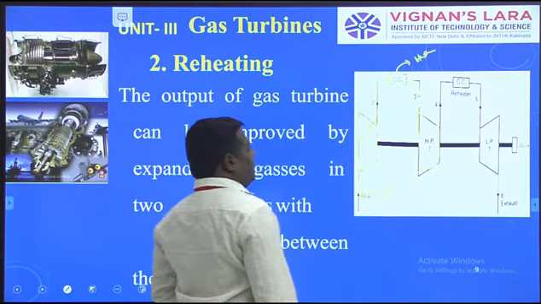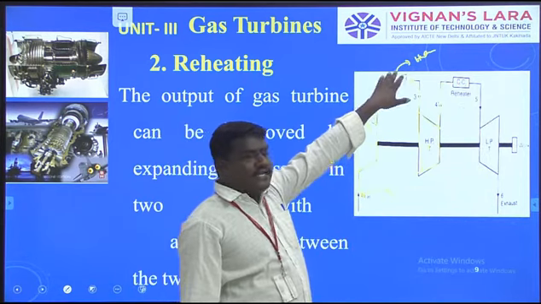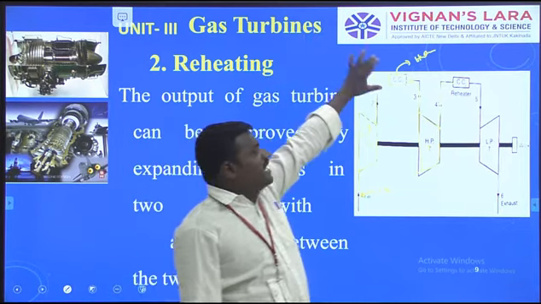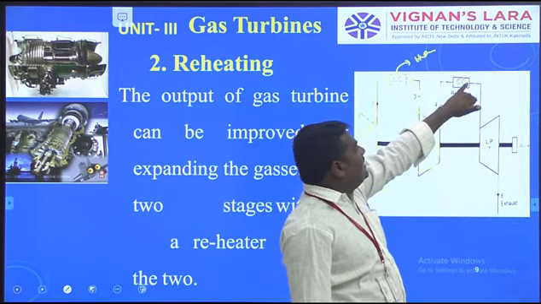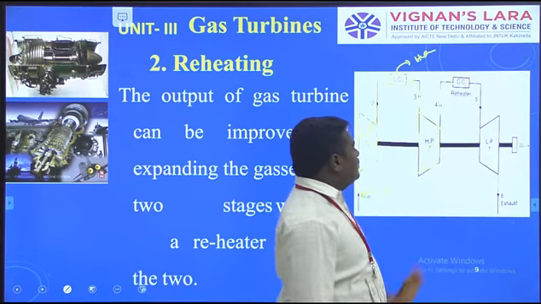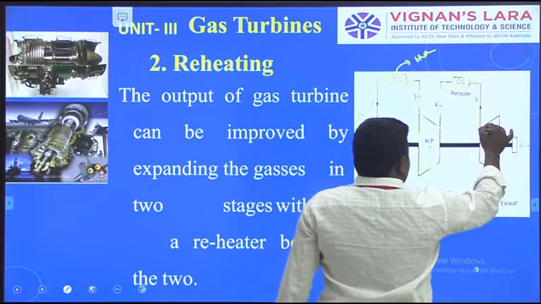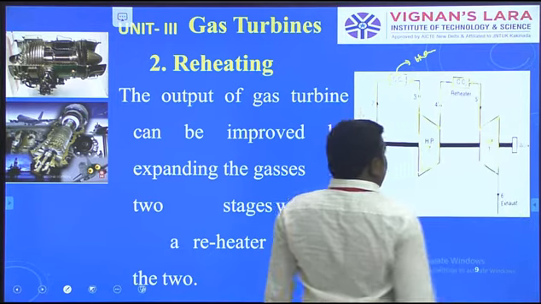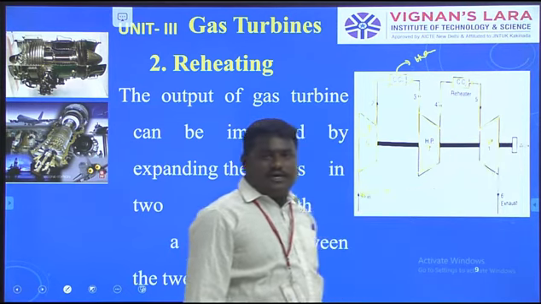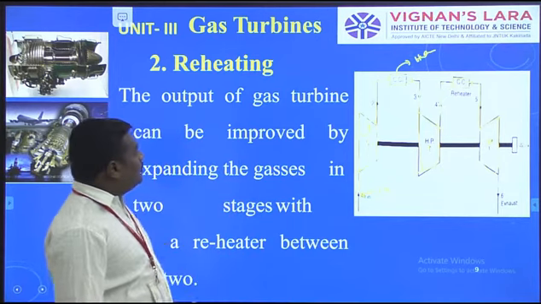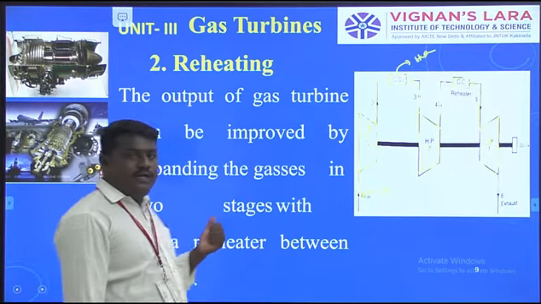Okay, in this HP turbine, reheating will be there. In the previous intercooler we installed the cooler, and for reheating purposes we have to install the reheater here. After the reheater, it will go to the LP turbine. After the LP turbine, it goes to the exhaust on one side, and the other side is the work done. So the output of the gas turbine can be improved by expanding the gases in two stages with a reheater between the two.